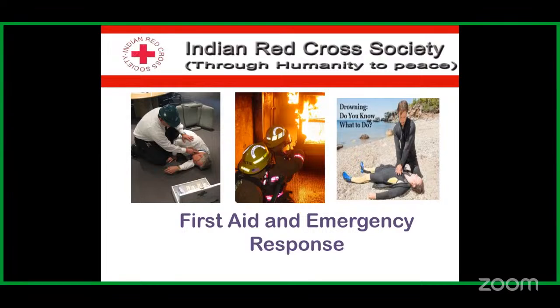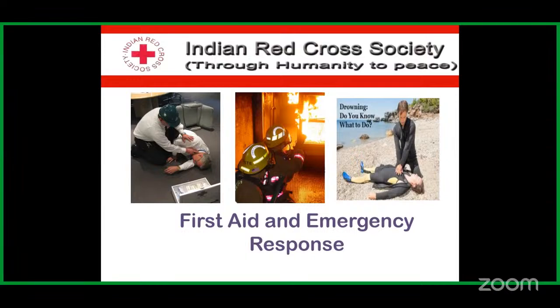So in this part of the presentation, we will be learning what exactly first aid is, and how we carry out life-saving measures in an emergency. We call it ER, emergency response, not just first aid. So it is an emergency response in any emergency situation. How exactly do we do that?